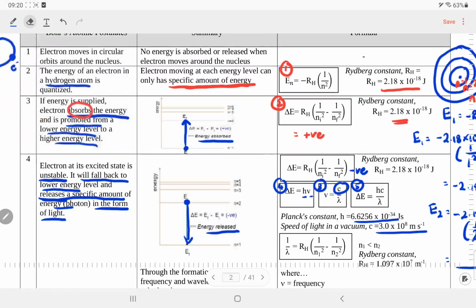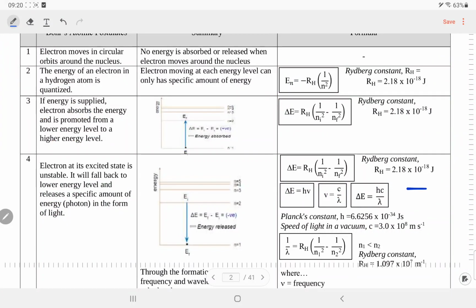Okay. So, saya erase all dulu yang ni. Okay. So, as we know that kat sini, delta E is equals to HV. Okay. Yang ini V is equals to C over lambda. So delta E is equal to H. V ni adalah sama juga dengan C over lambda. So itu yang kita dapat, delta E is equals to HC over lambda, which is the fifth formula. So the fifth formula ni adalah gabungan daripada the third formula dan juga the fourth formula.